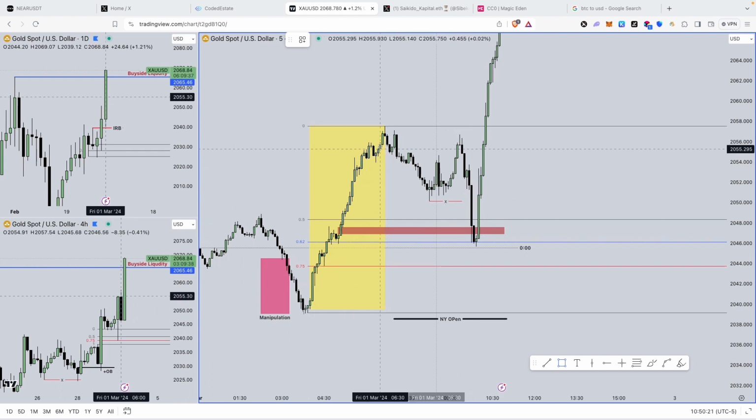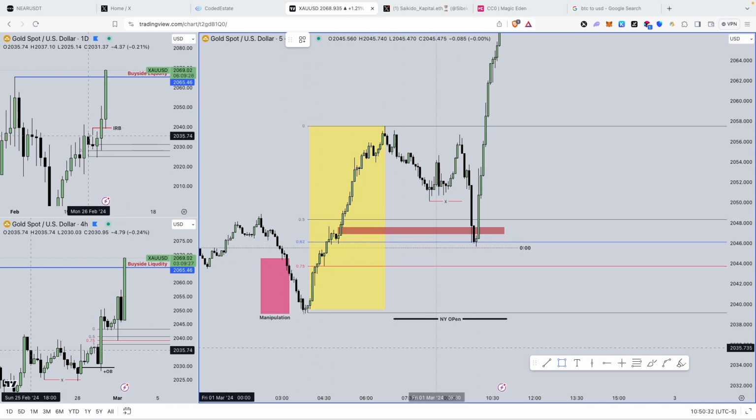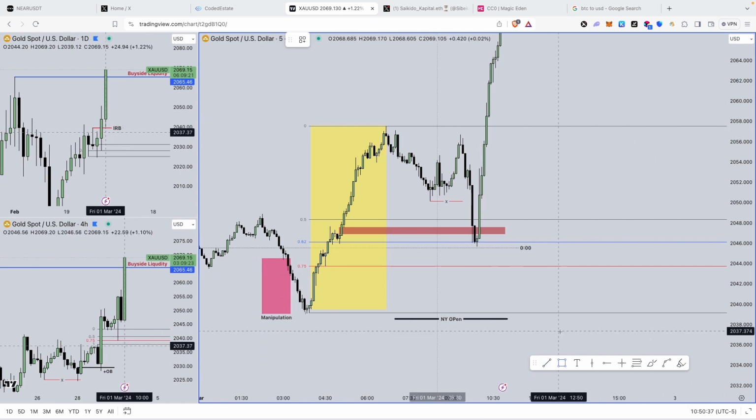So you just measure the range of London. Then on retracement, because we are targeting sell stops, you can use this as an entry, put your buy and your stop loss. Literally, people do this here. This is someone else's entry.